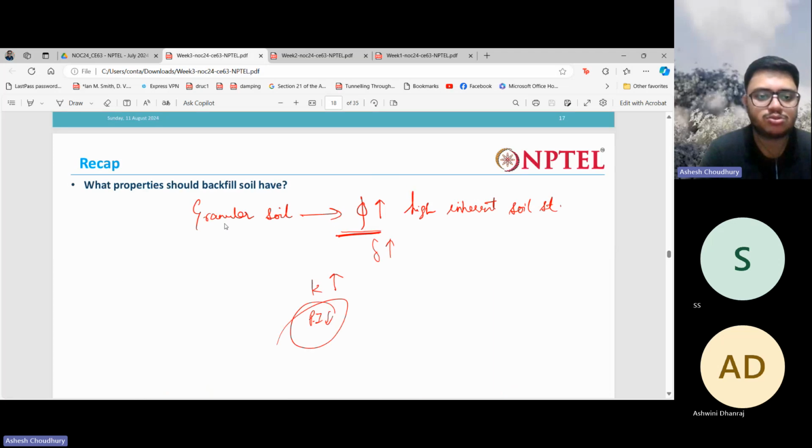Right, so what properties should the backfill soil have? The backfill should always be a granular soil. So always choose the backfill soil as a granular soil, with a high friction angle value. That means that inherently the soil has higher strength, right? And obviously, if it has a higher friction angle, the interface friction angle between the reinforcement and the soil is also going to be high, which means it is going to have higher pull out resistance capacity, right? So higher phi means higher delta. Higher delta means higher pull out capacity of the reinforcement, right? So obviously it's our target that we should always use a granular soil.